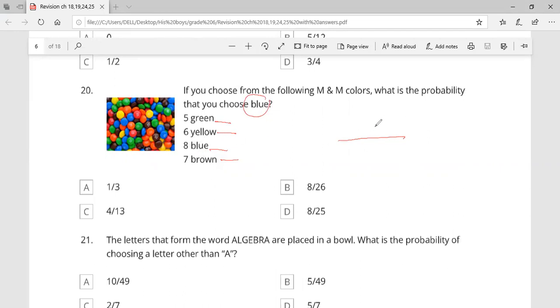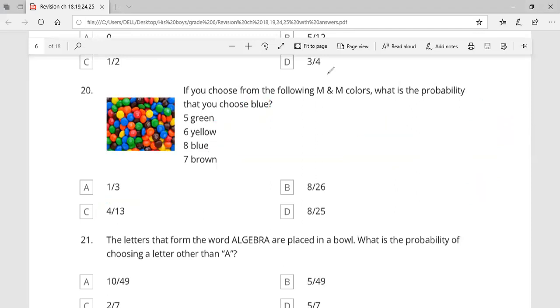is 8, and the total number we have to add: 5 plus 6 plus 8 plus 7. We have to add them. If you add them, we get 26. 8 out of 26. We have to divide by 2 to put it in simplest form. 8 divided by 2 gets 4, 26 divided by 2 gets 13. The answer is 4 out of 13, and so on.